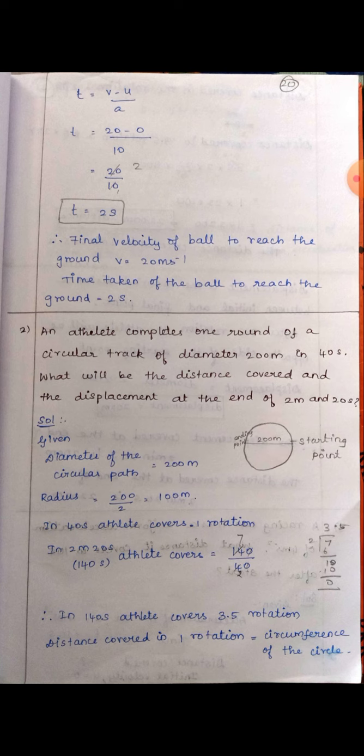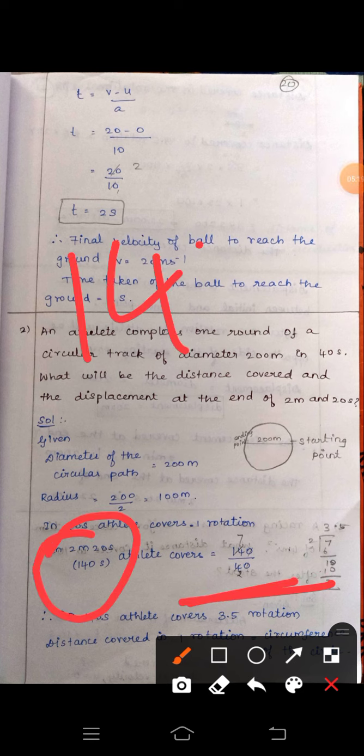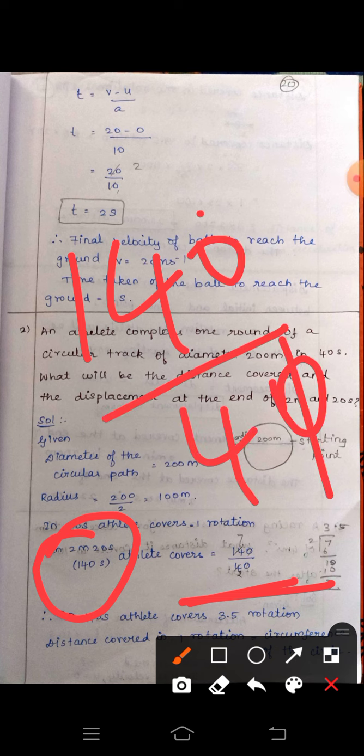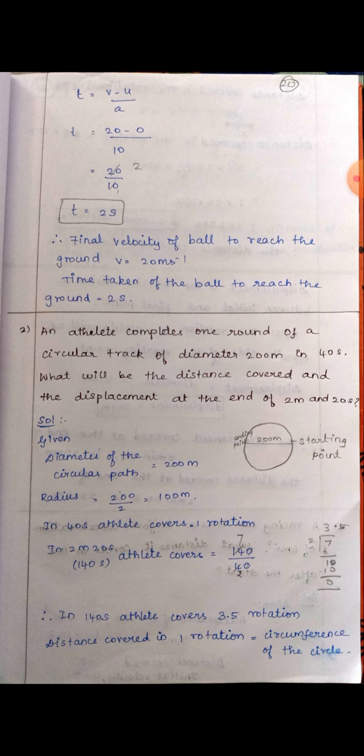In 140 seconds, we are going to find how many rotations the athlete covers. They had already given 40 seconds for one rotation. So 140 divided by 40, that is 14 by 4, which is 7 by 2. We are getting 3.5. So in 140 seconds, the athlete covers 3.5 rotations.